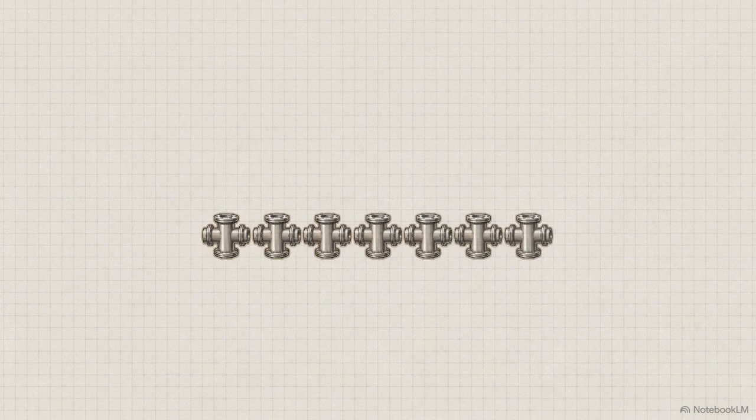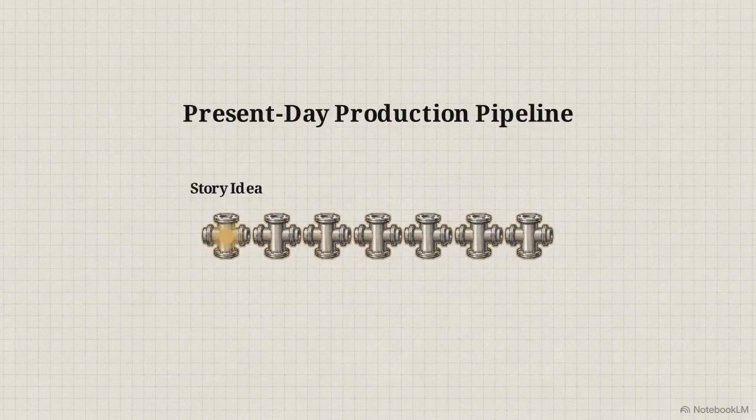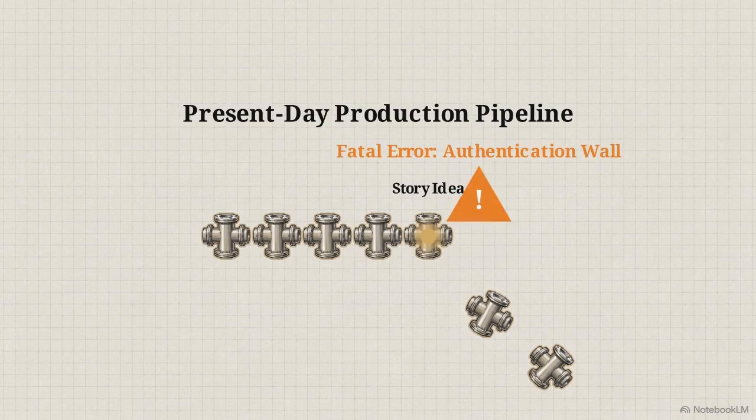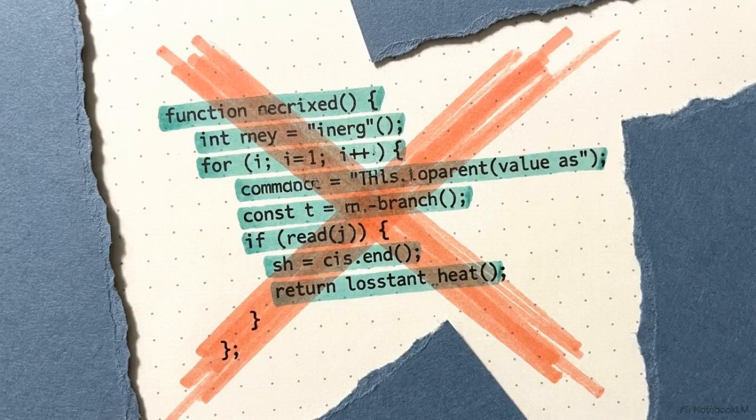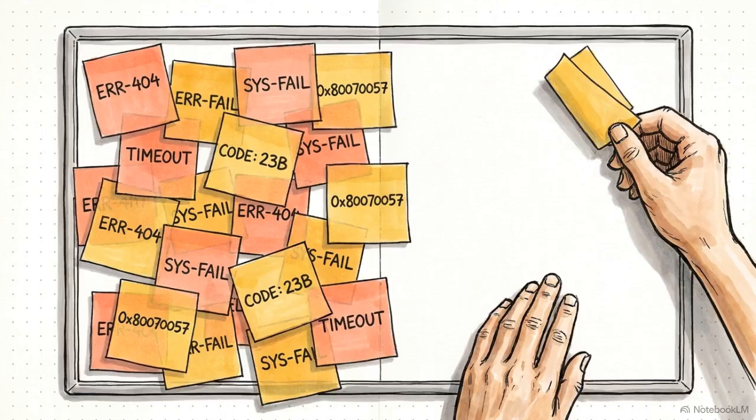To understand how this engine actually works, we are going to follow a single story idea as it travels through the present-day production pipeline. Along the way, we'll pause at the exact junctures where fatal historical errors originally brought the entire system crashing down. We will see exactly how a fully autonomous creative machine is constructed. You don't build it by writing perfect code on the first try. You build it by systematically finding and eliminating the 10,000 ways the system can break.